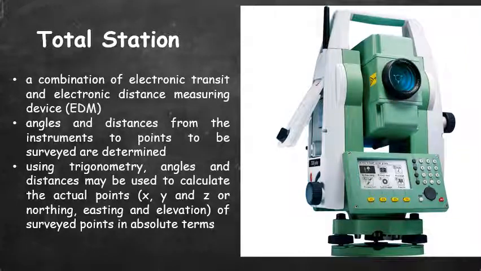So, this is a total station. It is a combination of a transit and the EDM. It has an EDM underneath. The angles and distances from the instrument to the points to be surveyed are determined. The concept it uses is trigonometry. Angles and distances may be used to calculate the actual points, either X, Y, and Z. So, it gives a three-coordinate system: the northing, easting, and elevation of the surveyed points in absolute terms.